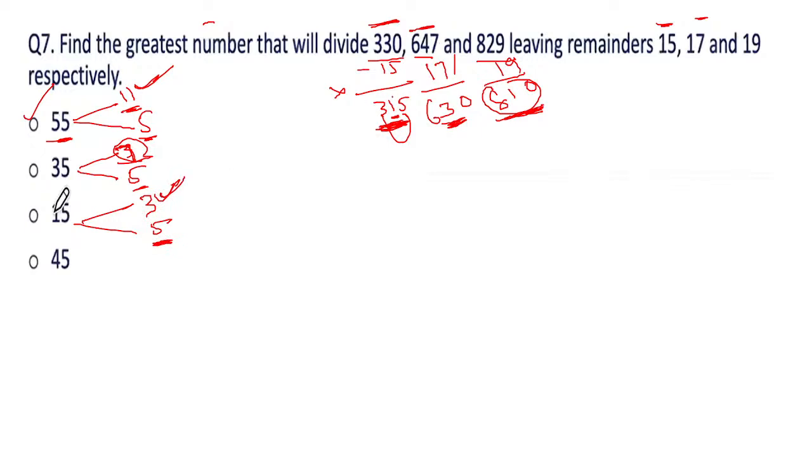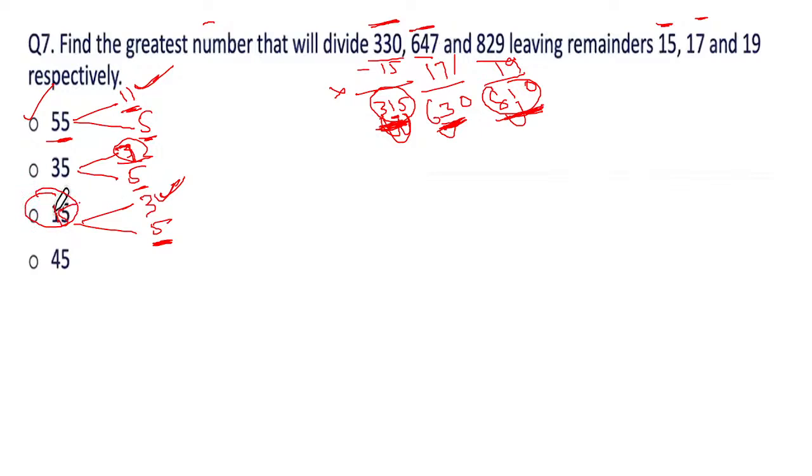To be divisible by 3, the sum of digits should be divisible by 3. What is the sum here? 3 plus 1 plus 5, totally 9. 9 is divisible by 3. Here 6 plus 3, 9, divisible by 3. 8 plus 1, 9, that is also divisible by 3. So all the numbers are divisible. That means what should be the answer here? 15. 15 is the answer.